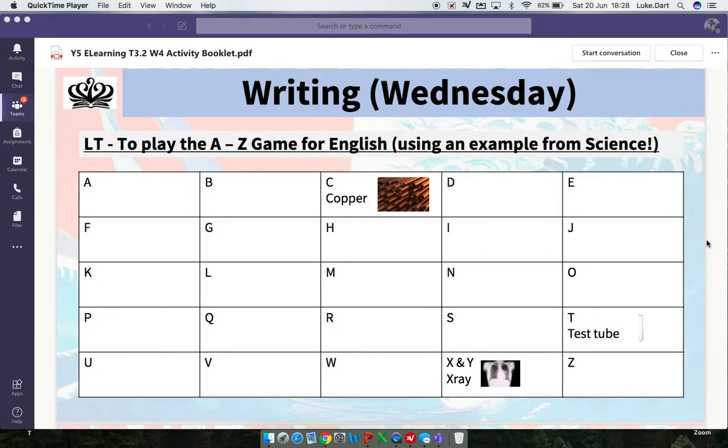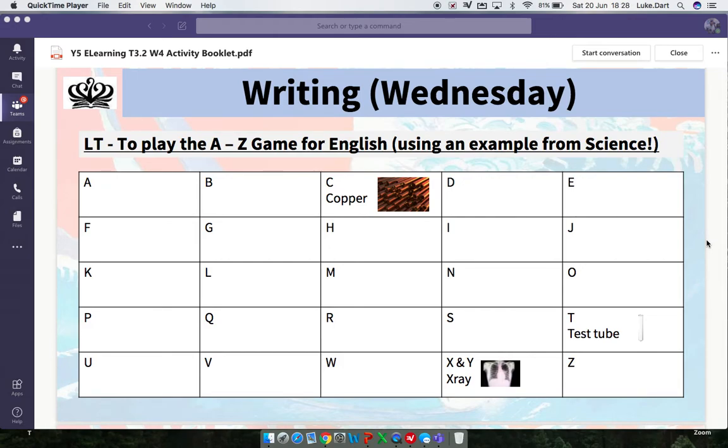But what I can do is show you an example from science. So if you look on the screen right now, you can see that there is a picture in C for copper, a picture in T for test tube, and a picture in X and Y, X-ray. So, for example, copper, C. Copper is an element, and it is something that you use in science, I suppose, to create things made of copper or alloys in which copper is a part of. So you can definitely argue that copper has got something to do with science. So you take a picture of it and you write the word copper in there.